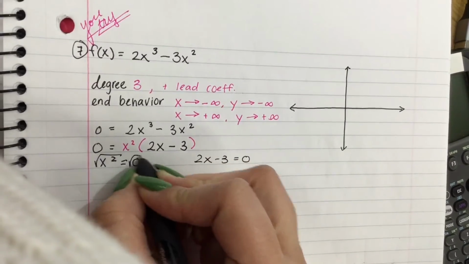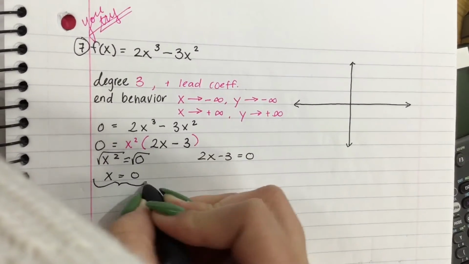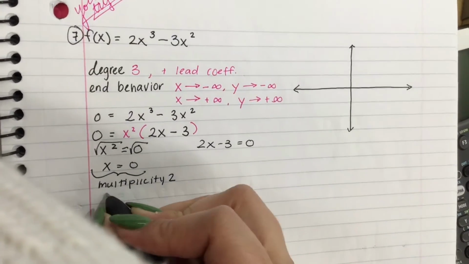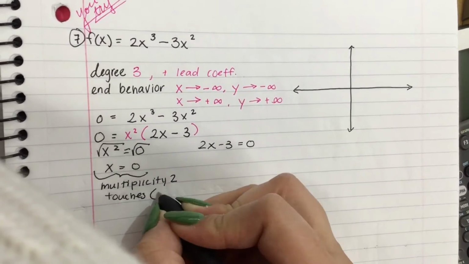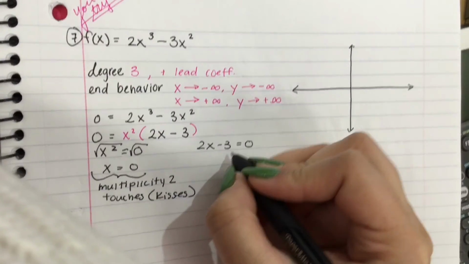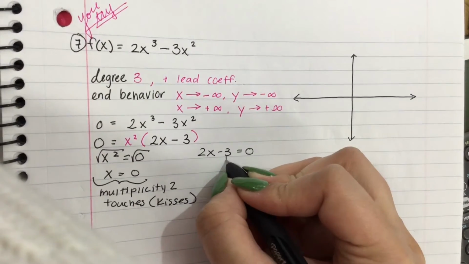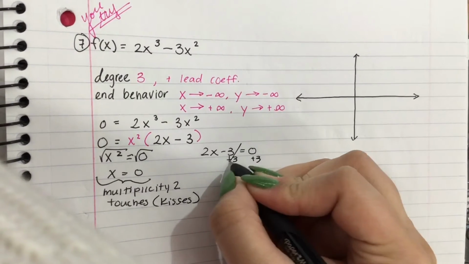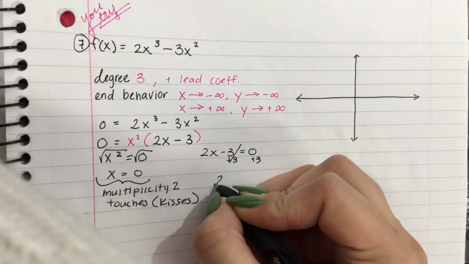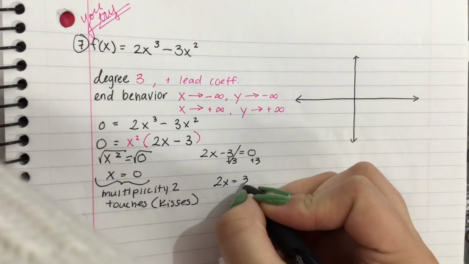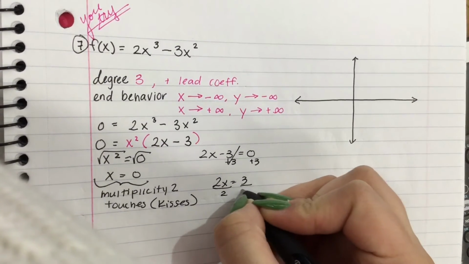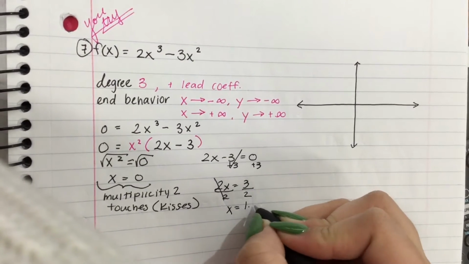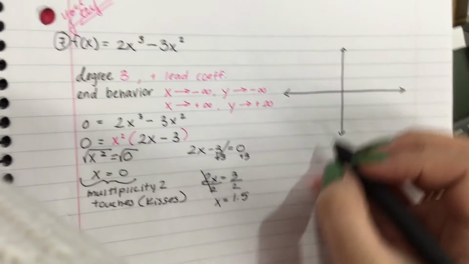If you take the square root of both sides for that x squared equals 0, you're going to get x is equal to 0, but with multiplicity 2, because that's an x squared. This tells us that it's just going to touch or kiss the graph at x equals 0. Over here on the right side, we can add 3 to both sides. We'll get 2x equals 3. And then we can divide by 2, which will give us x equals 3/2, or we could say that that's just 1.5. That decimal will help us graph a little bit better.